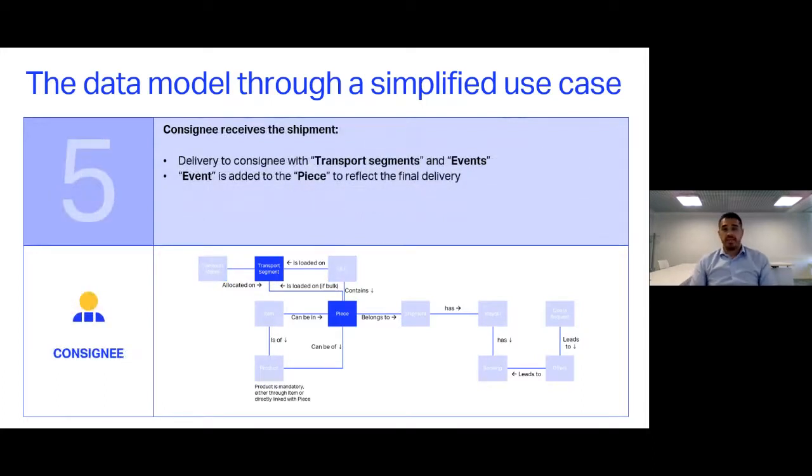Then we arrive at the last step, which is the end of the process as we've seen. On this stage, the consignment and events. So the transfer segment that has been defined before, being the movement from the forwarder hub to the consignee premises, has an arrival event when the truck arrives on the premises. And when the pieces are actually delivered to the consignee or the customer, we have an event on the pieces, which is the delivery.